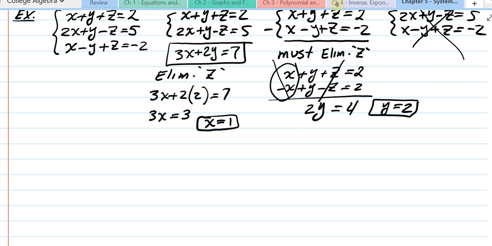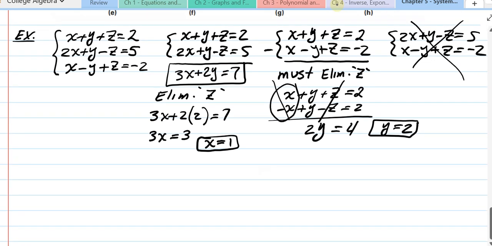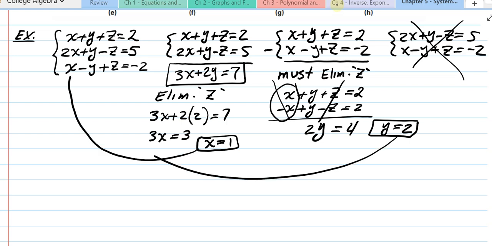We solved for x and y. It's easy to solve for z. You have a whole system to go back to, any one of those. Remember, this is a system. That means the solution must work in every one of them. Not just one, not just two, but all three of them. So I'm just going to plug in for x and for y in the same equation, the third equation. So the third equation is x minus y plus z equals negative 2.